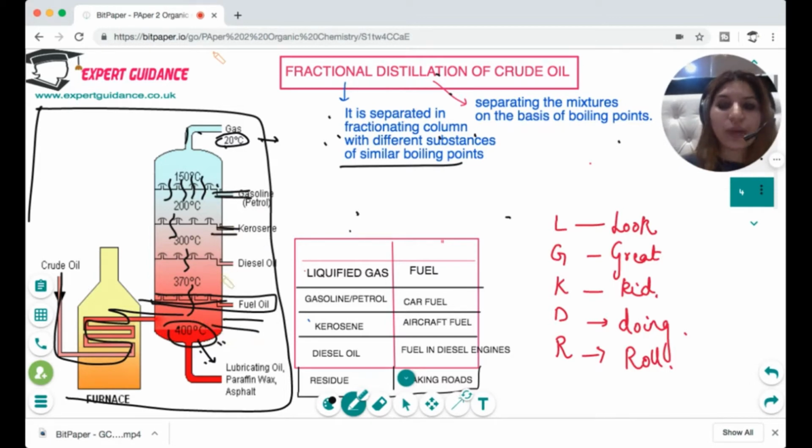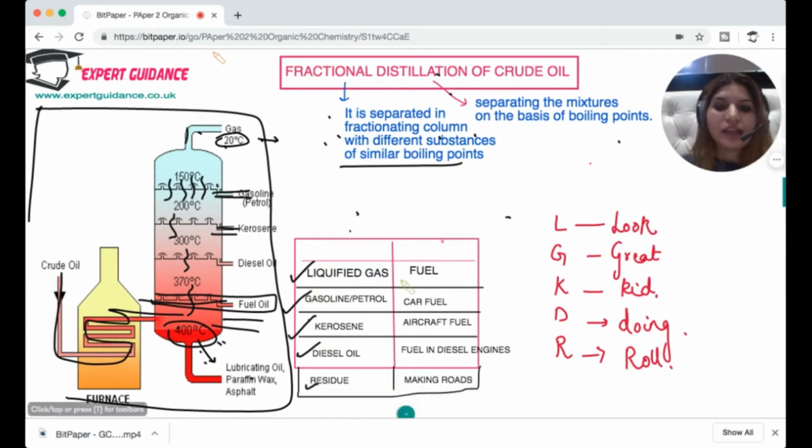Okay, now what are the different fractions? You need to remember these different fractions in order. So at the top, we get liquefied gas, then we get gasoline, then kerosene, diesel oil, and residue. The liquefied gas is used as a fuel. Gasoline or petrol is used for car fuels. Kerosene is used for aircraft fuels. The diesel oil is used in diesel engines, and residue is used for making roads. The mnemonic to remember that is, Look Great, Kid, Doing Roll.